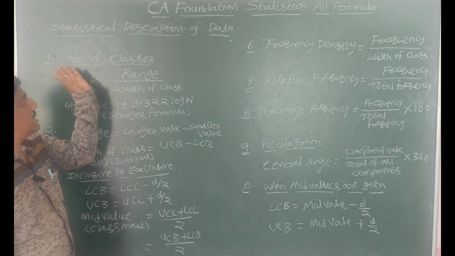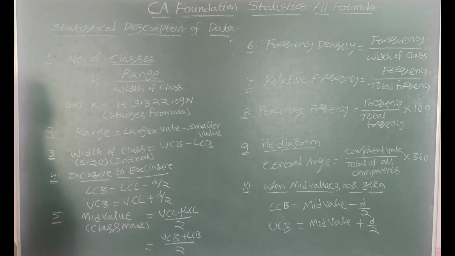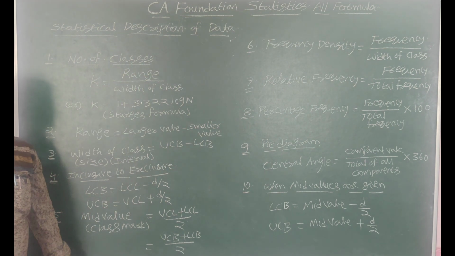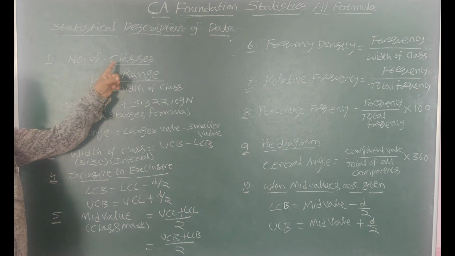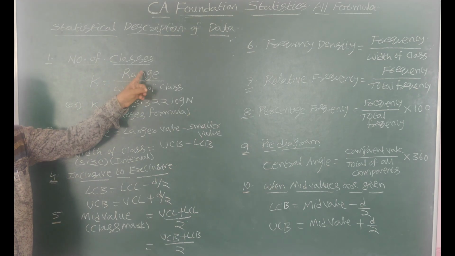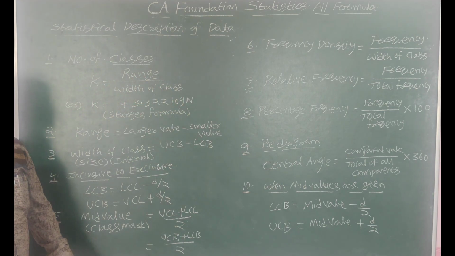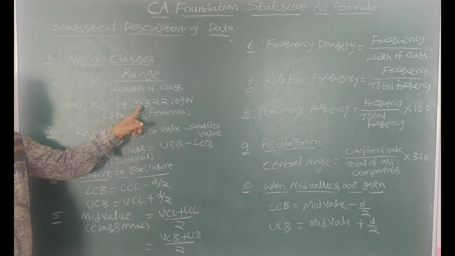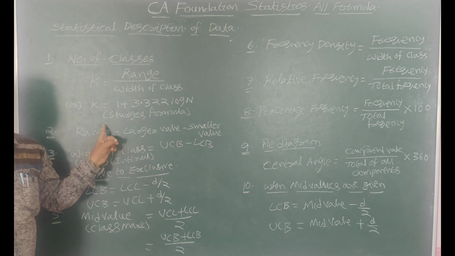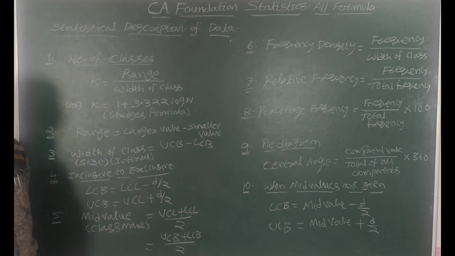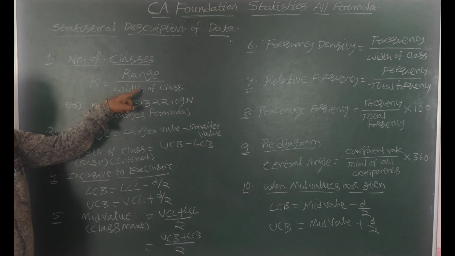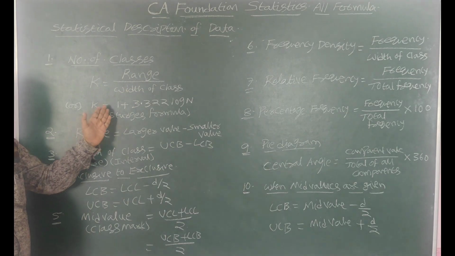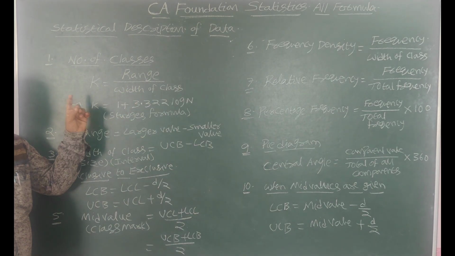Firstly, statistical description of data. The formulas involved in this chapter are: firstly, find number of classes. For finding number of classes, it is denoted by K. Formula is range by width of the class. Or you can find number of classes by using K formula 1 plus 3.322 log n, which is also known as Sturge's formula. Whenever width of the class is known, use this formula K equal to range by width of the class. Otherwise, Sturge's formula we can use to find number of classes.